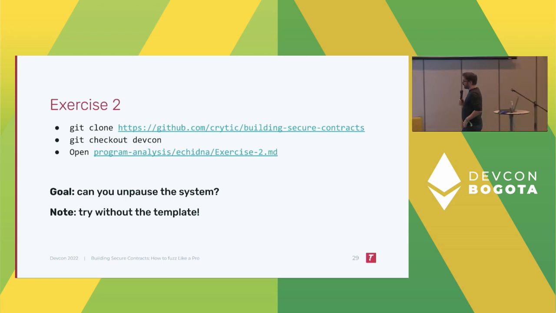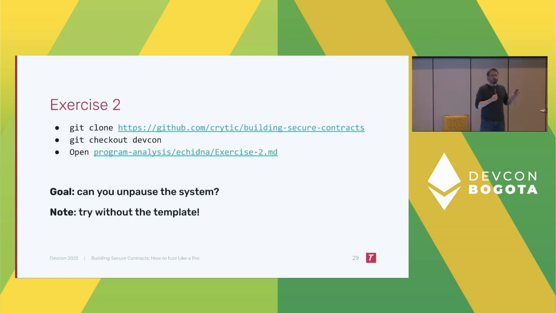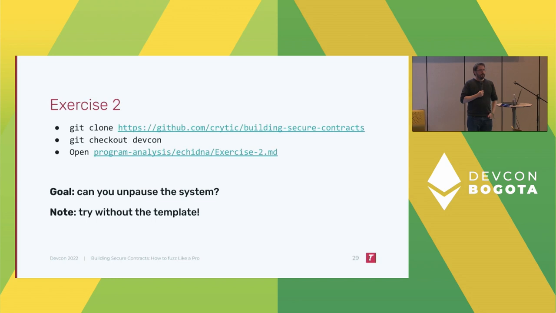Okay, so the question is, does it execute a specific function, or how does it know which function to call? The answer is that it's going to call everything. So in this token, if you look at the whole source code, you have a transfer function, a pausable function, and some additional functions. The fuzzer is just going to call everything external or public, everything that a user can call.